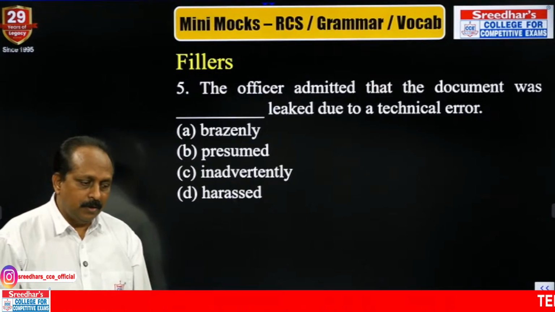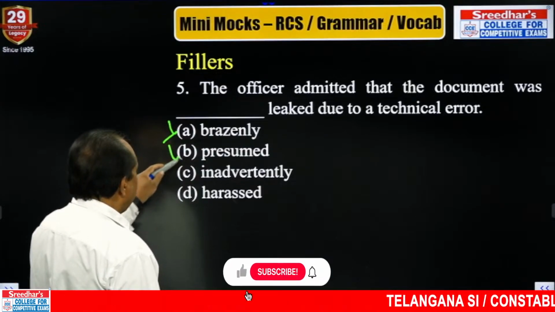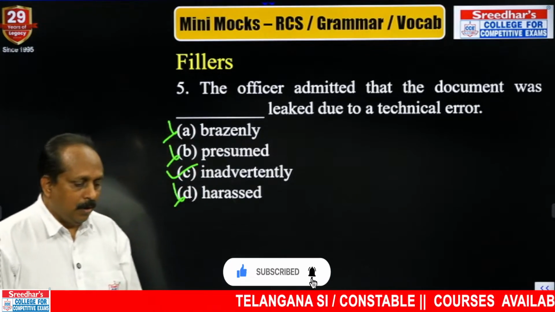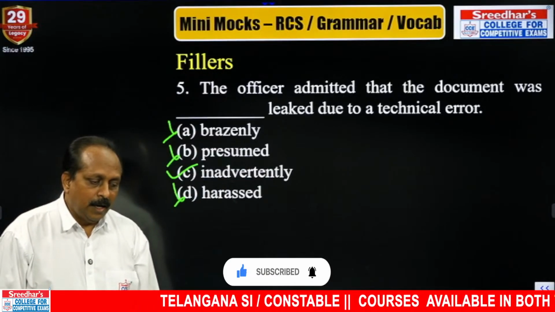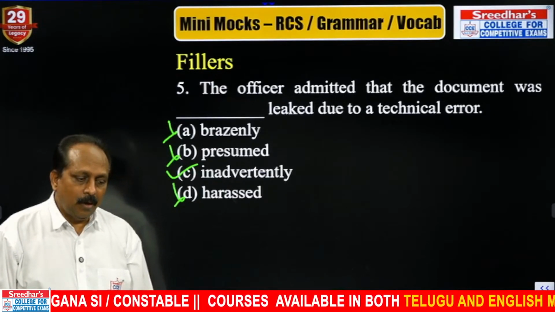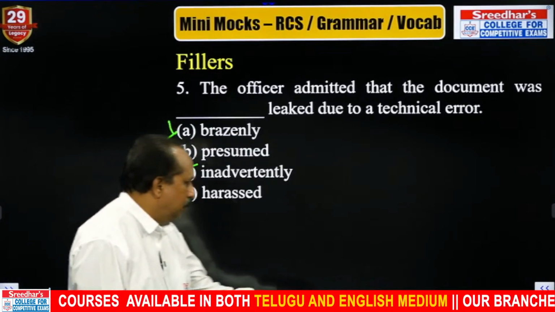You have to think of all these words. Based on that, it is not brazenly, presumed, harassed. We need an adverb. If you use grammar knowledge also, only one adverb is there, that is the answer. It was leaked not intentionally, not deliberately, but inadvertently, which means unintentionally. Very good. You guys got it right.